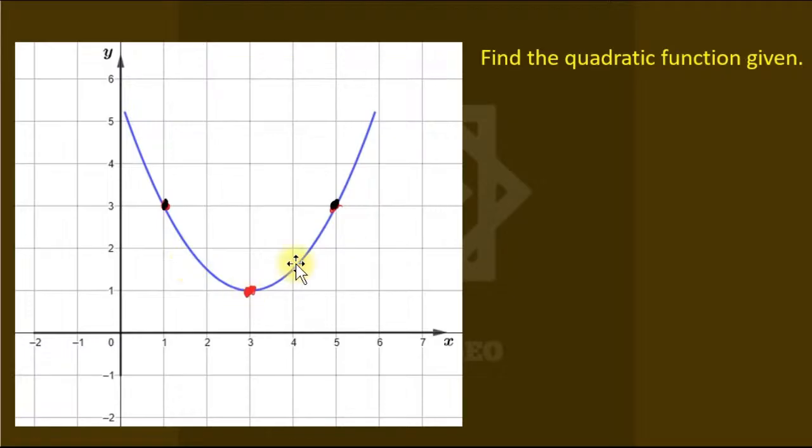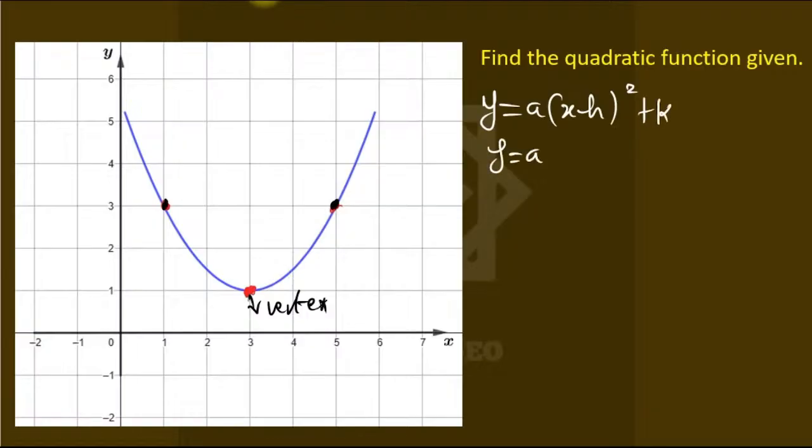From here to here is the same as from here to here. Check. Let's count: 1, 2, 3. From 5, 1, 2, 3. So that makes this the vertex. So this is the vertex of this curve. So let's now solve. Therefore, the quadratic curve given the vertex is always y equals a times (x minus h) all squared plus k.